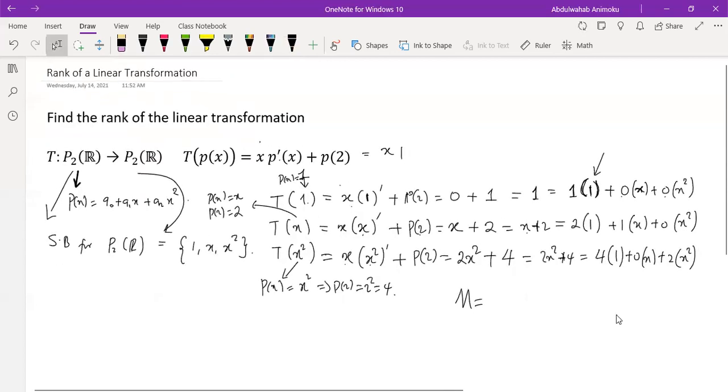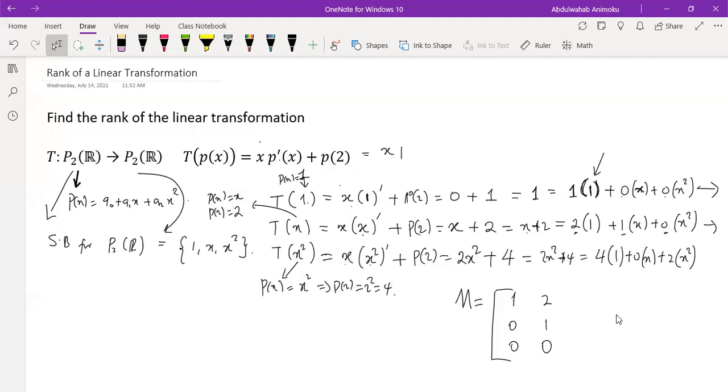So the matrix of transformation would be written, the rows of this would be the first column of this matrix. Then the second row would be the second column. So I'm using the coefficients, right, of these vectors. And finally, I have 4, 0, 2. Okay, so this is the matrix of transformation.